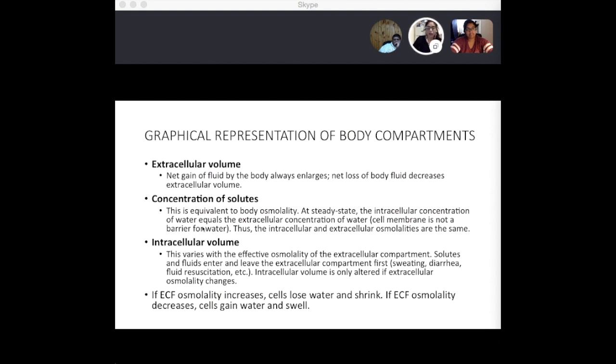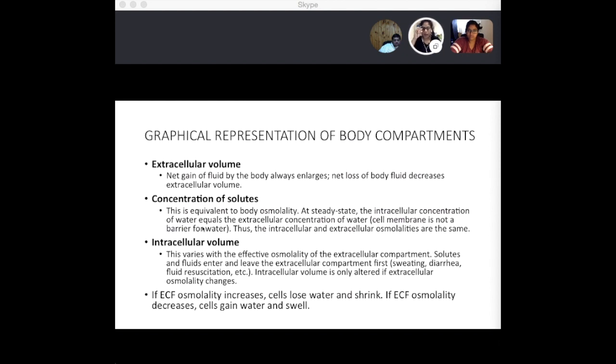Now to put this in words, extracellular volume is going to represent net gain of fluid by the body. So when there's a net gain of fluid or volume, the extracellular volume is going to enlarge. And if there's a net loss of body fluid, extracellular volume is going to decrease. In terms of concentration of solutes, this is going to be equivalent to the body osmolality. So body solutes, body osmolality.